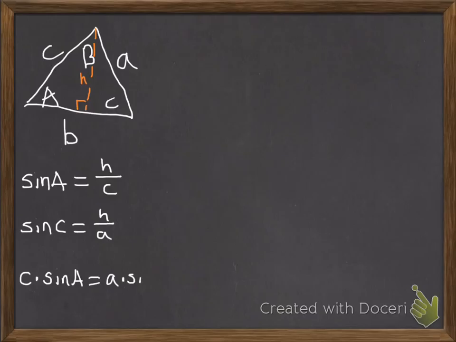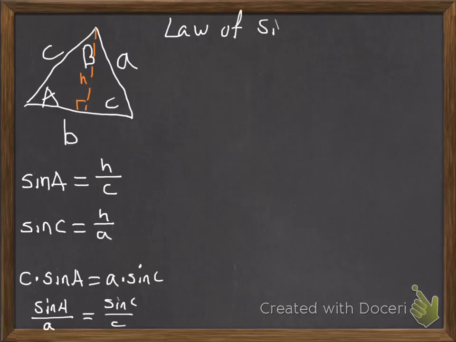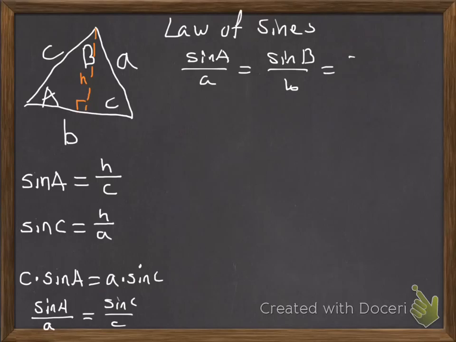What we're going to do is divide by AC. Then we have the sine of A over A equals the sine of C over C. Now we can do the same argument, dropping a perpendicular from angle A, and that will relate sine of C and sine of B. The idea is very similar, so we'll move on and just say that can be done, and we have the law of sines: the sine of A over A is equal to the sine of B over B, which is equal to the sine of C over C.